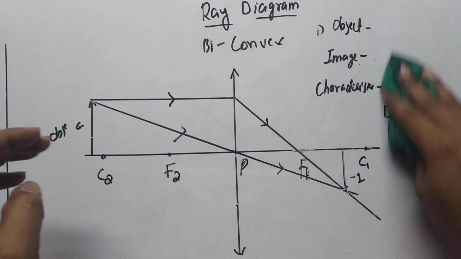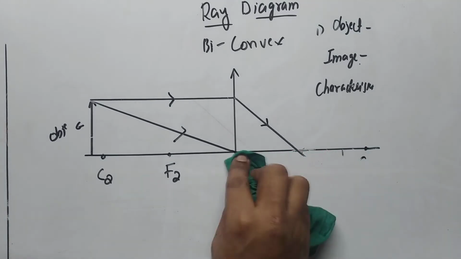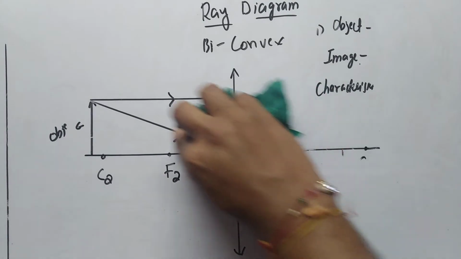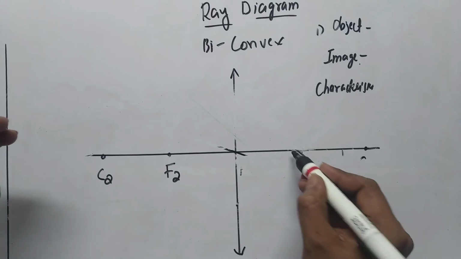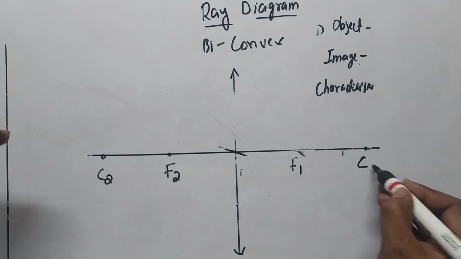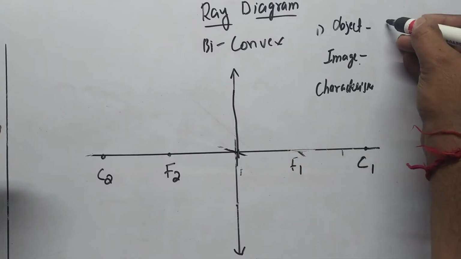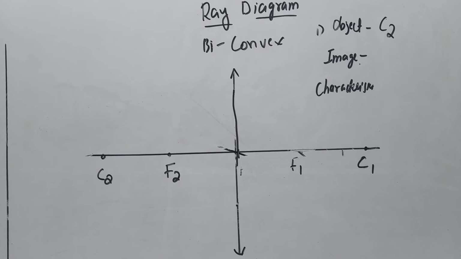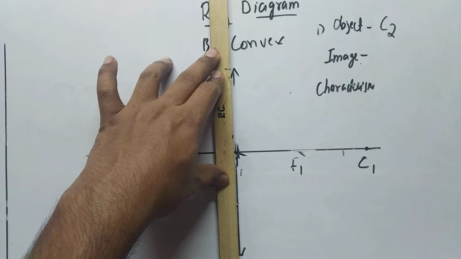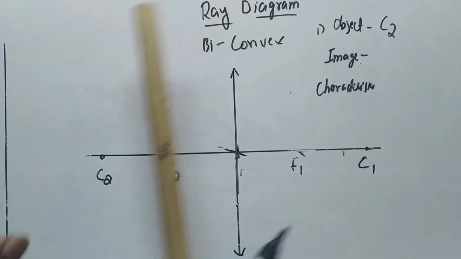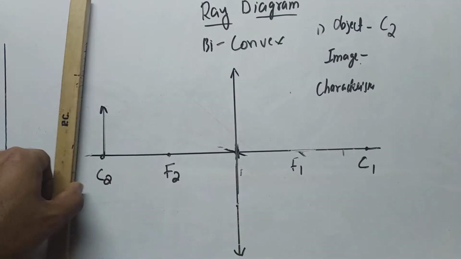So next let me take the object. Now this is the second one. Let me take the object at C2. So in the next ray diagram the object will be placed at C2. So let me place an object. Let me draw a straight line first. So when the object is placed at C2, I have to draw a line. This will represent the object.